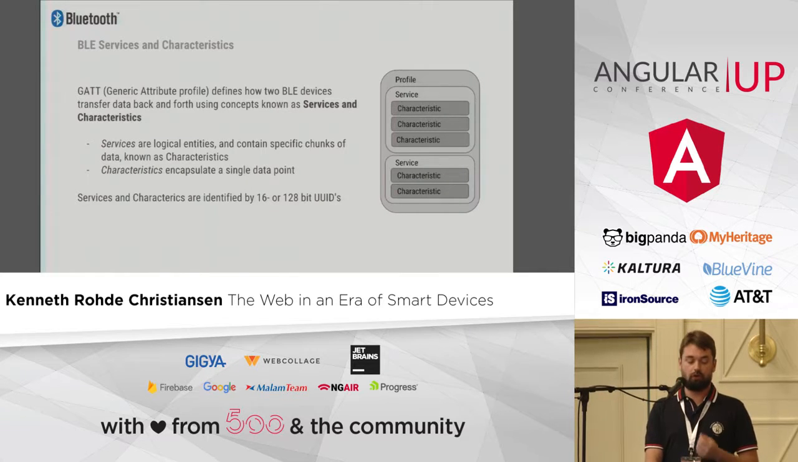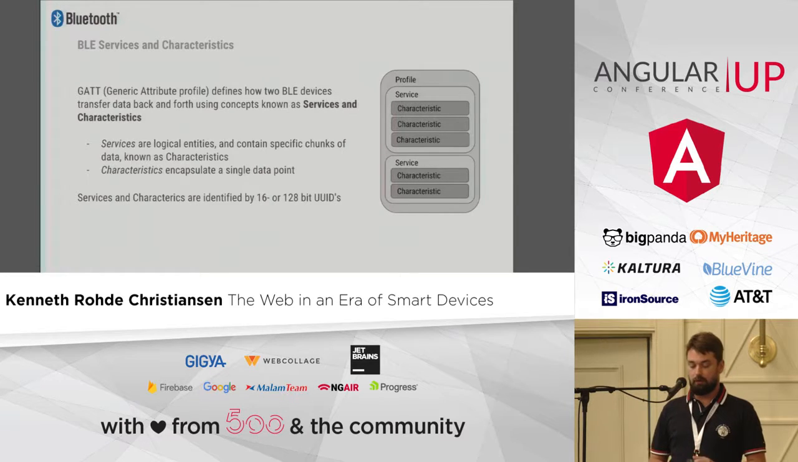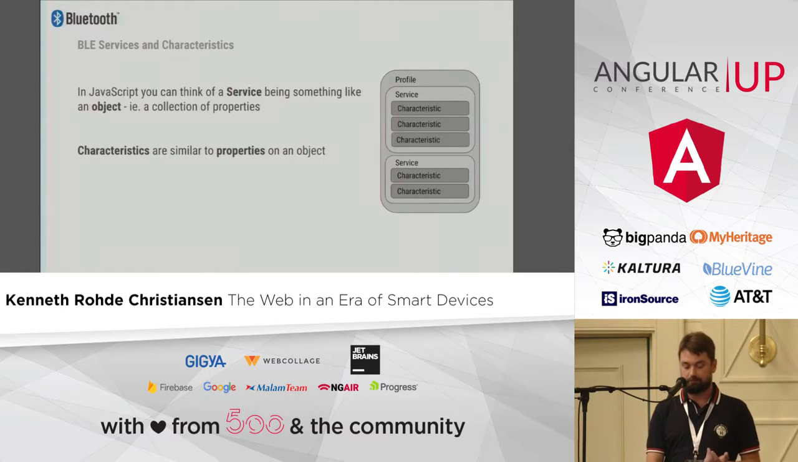Bluetooth GATT, the generic attribute profile, defines how Bluetooth Low Energy works. It looks something like this. You have a profile with services inside, and inside you have characteristics. If you work with JavaScript, which you obviously all do, you can think of a service as something like an object, and characteristics are kind of like properties.